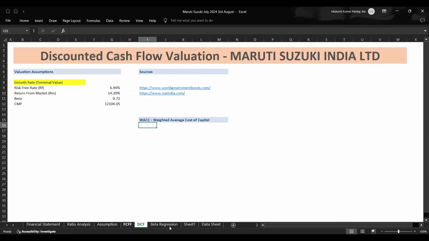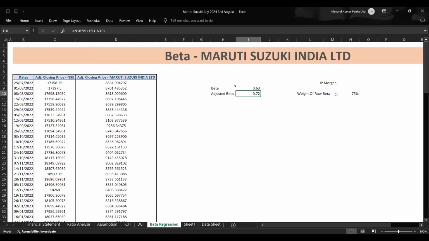No, adjusted beta will be 0.72 because the weight of 75% is given to raw beta and 25% weight is given to 1. That is why the adjusted beta would be 0.7.